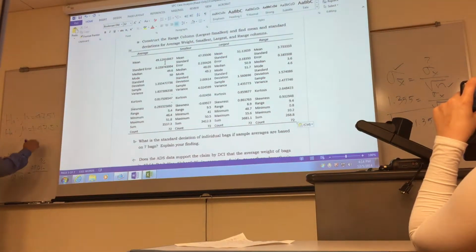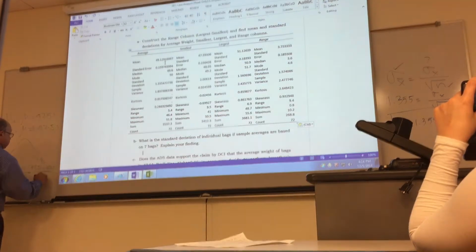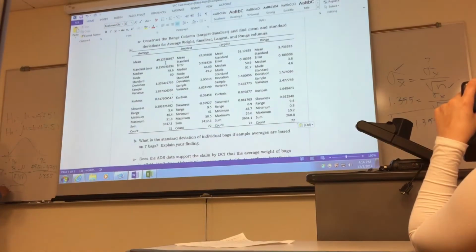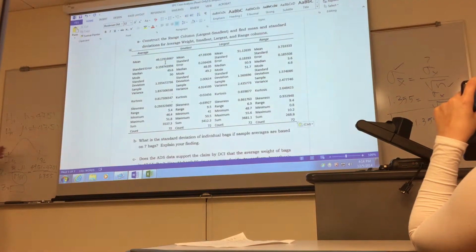Minus the hypothesis of 47.51 divided by the standard deviation that you already have, 1.355, and find the z value. Whatever that is, compare it with this critical value. Remember statistics? If this number falls here, you fail to reject.